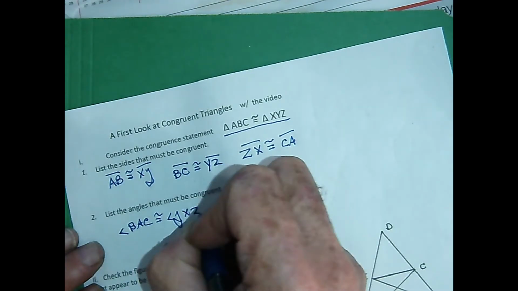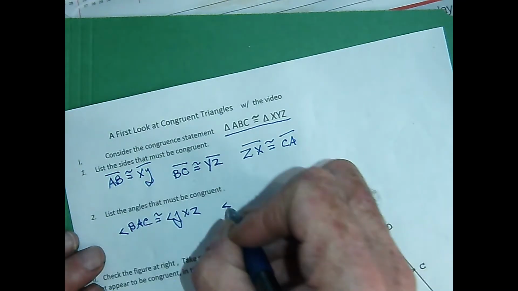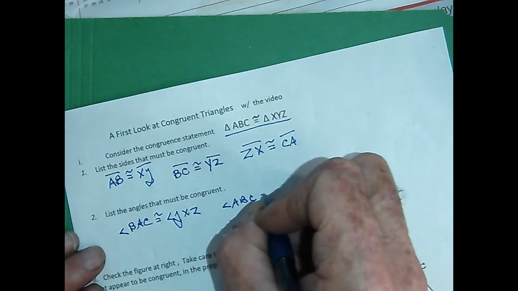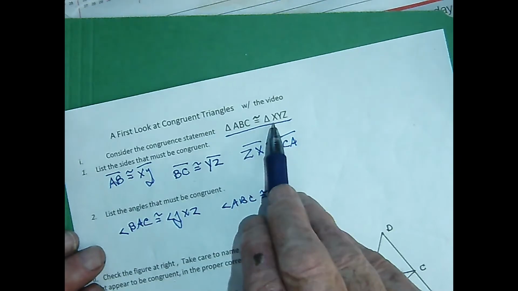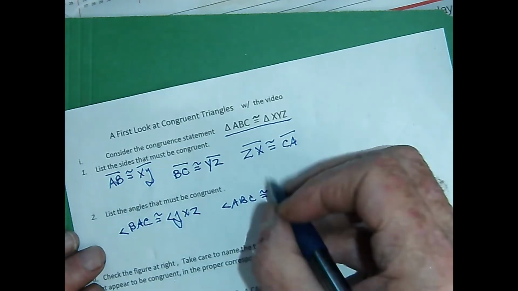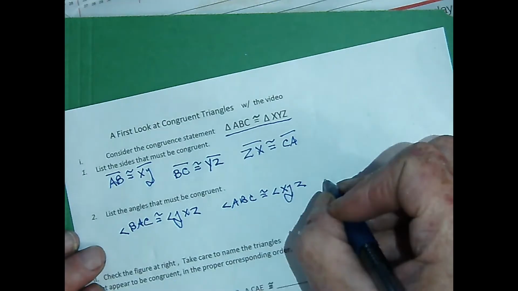Let's name all three pairs of congruent angles. How about if I went with angle ABC? Angle ABC, well, that would match with angle XYZ in the same order. There's probably another pair of angles I've not yet talked about.